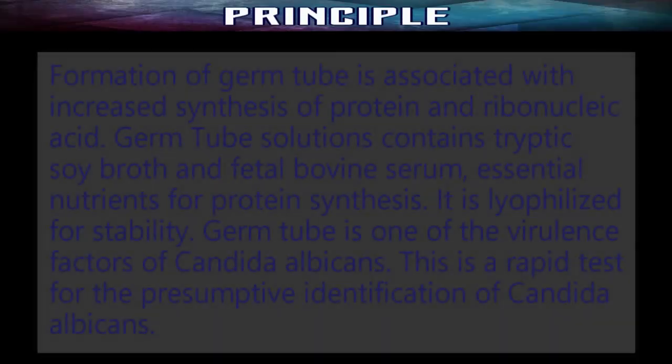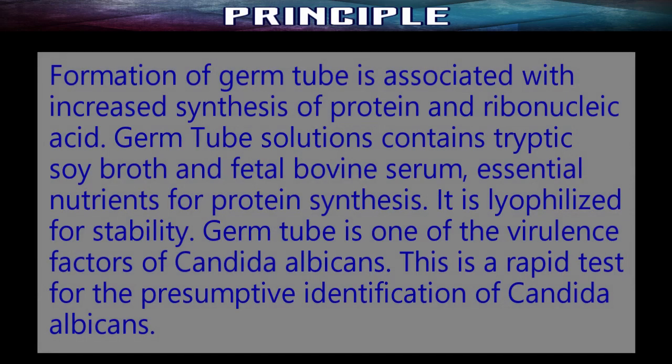Principle of the test: formation of germ tube is associated with increased synthesis of protein and ribonucleic acid. Germ tube solution contains tryptic soya broth and fetal bovine serum, which are essential nutrients for protein synthesis. It is lyophilized for stability. Germ tube is one of the virulence factors of Candida albicans. This is a rapid test for the presumptive identification of Candida albicans.